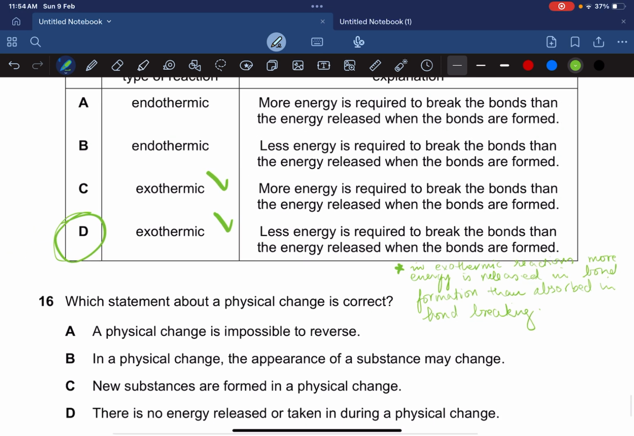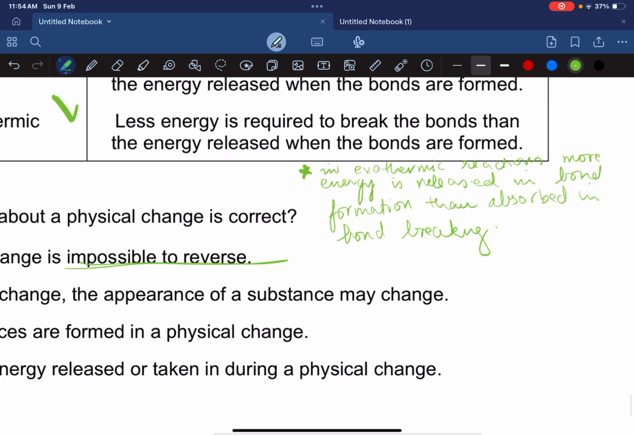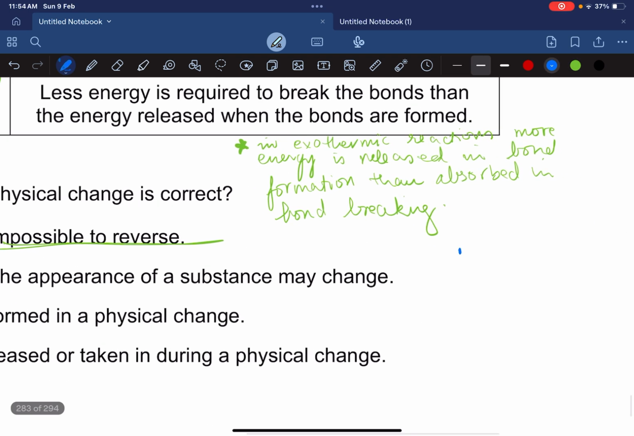Okay, which statement about a physical change is correct? A physical change is impossible to reverse. That's completely incorrect. Let me give you an example of a physical change. Okay? Physical changes are like boiling. Example, okay? You're going to get an idea of it. Boiling is one. It is melting.